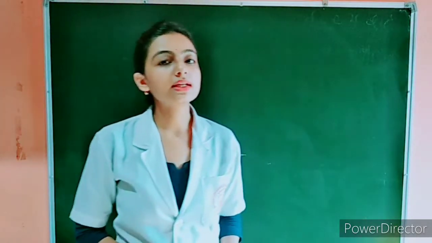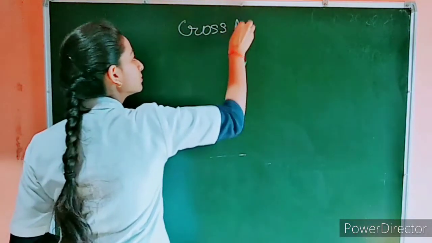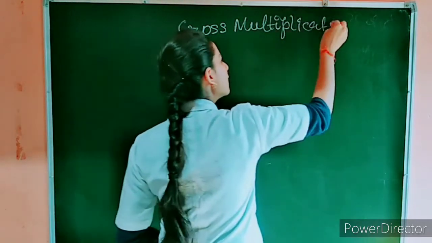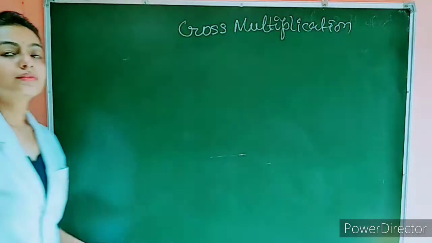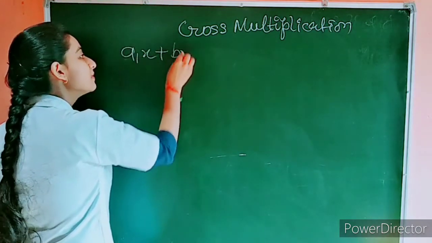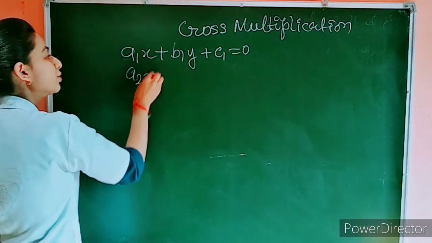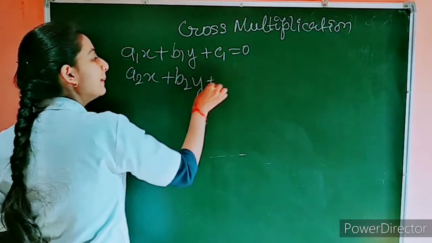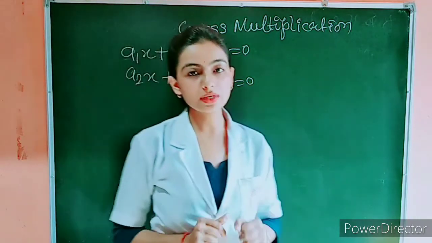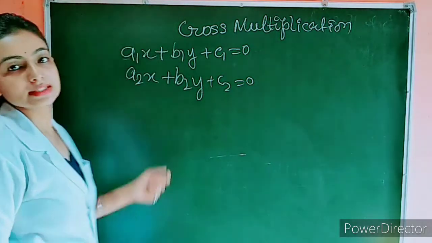Now we have another method, that is the cross multiplication method. In cross multiplication, we have two standard linear equations, that is a1x plus b1y plus c1 equals 0, and a2x plus b2y plus c2 equals 0. Now the name implies cross multiplication, so we have to do cross multiplication so that we can find the values of x and y.